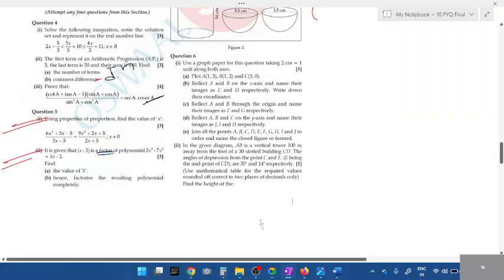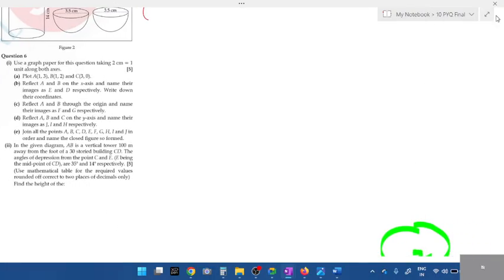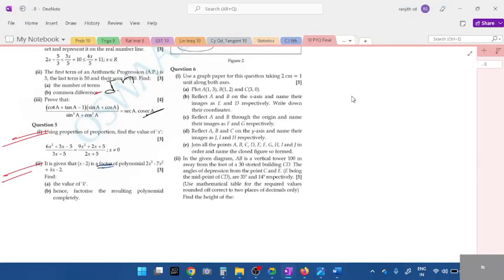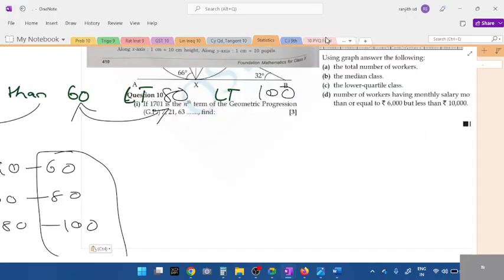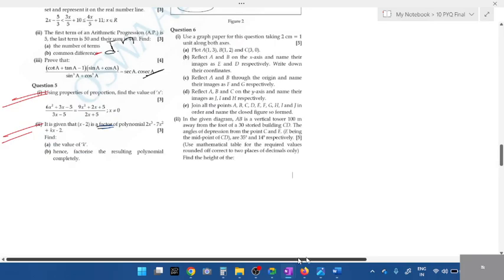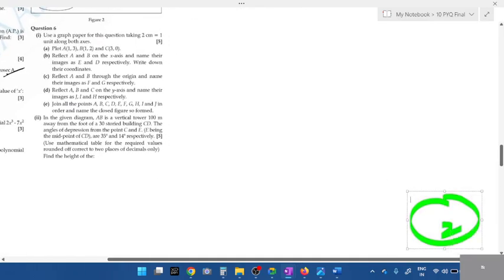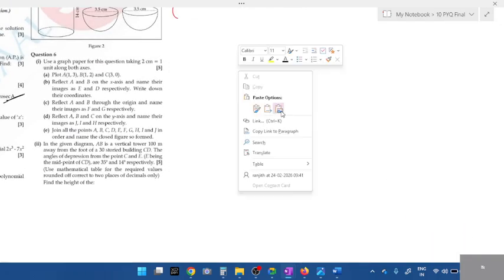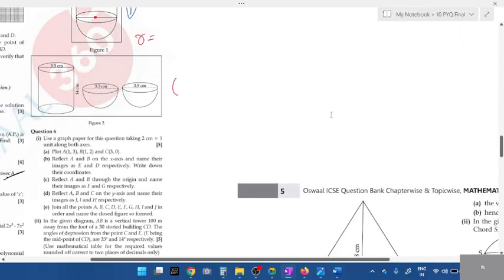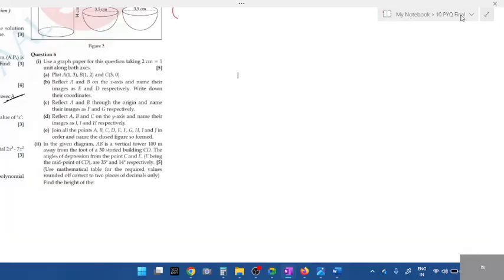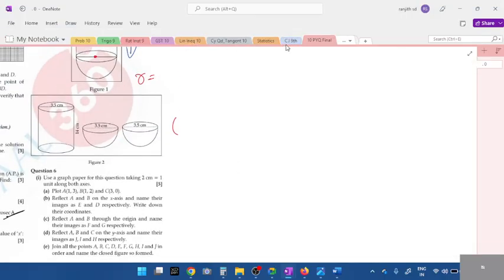Next, use a graph sheet. Okay, let me use the graph one. Do you have graph sheets with you all? Graph sheet. Yes, students respond. When I tell you I'm discussing the paper, you should have these: graph sheet, geometry box, and the textbook to check the table.